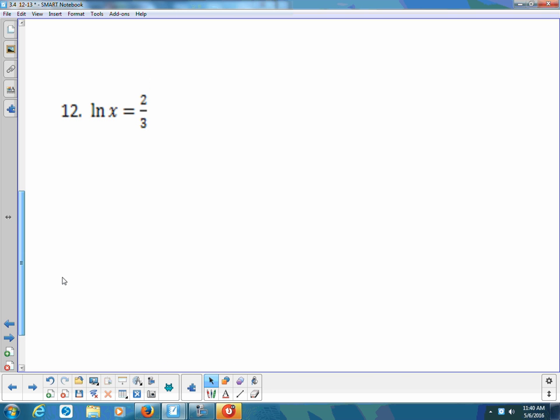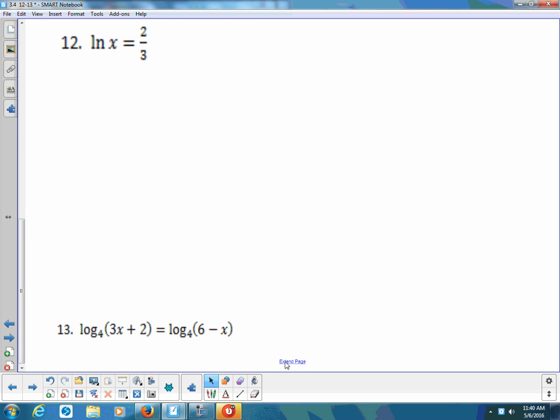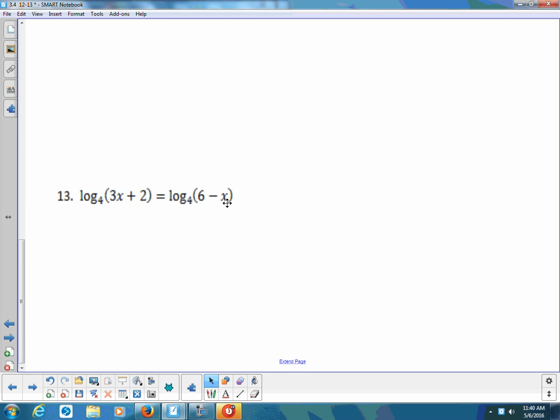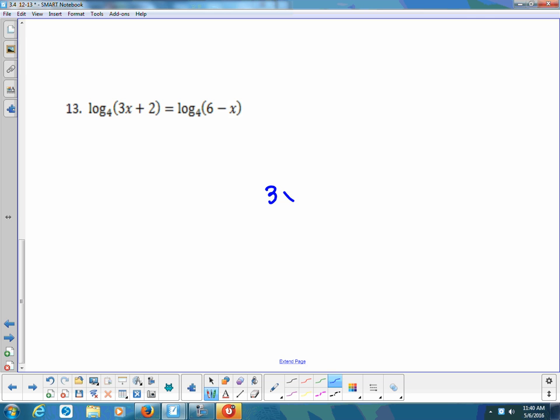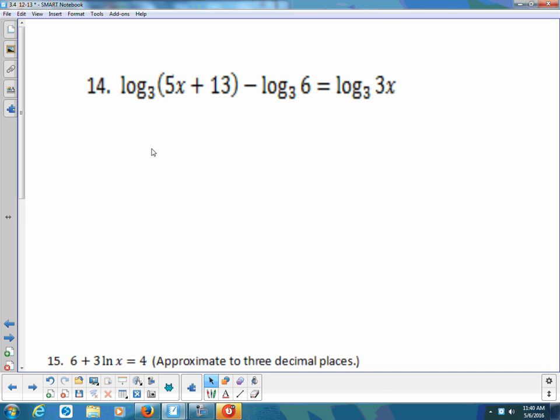Okay. This one, I think, is too easy for you. You could do this one, right? That looks really easy. All right, let's move on. Let's try this one. Too easy for you? What would you do to solve this one? 1-to-1 function. So what are you going to write? 3x plus 2 equals 6 minus x, dot, dot, dot. Solve that one. And let's move on to this one.